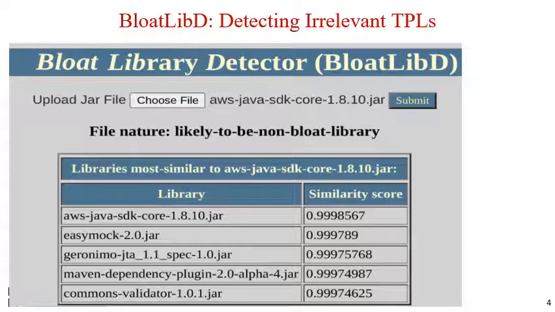So a solution comes in the form of a bloat library detector, which is BloatLibD. Now, given an application jar file or third-party jar file, BloatLibD helps to detect whether it is of a bloat nature, that is, likely to be a bloat library or a non-bloat library. Now, how does it do that? This is what we are going to see in this presentation.